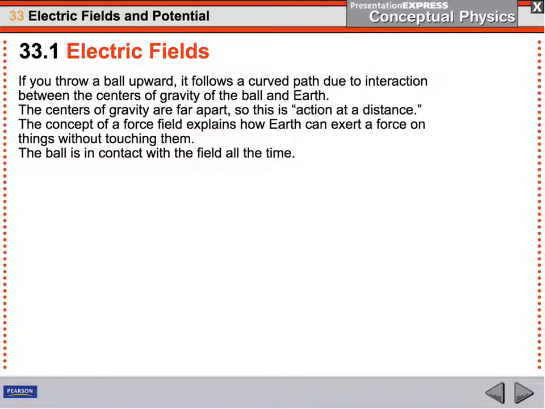If you throw a ball upward, it follows a curved path due to interactions between the center of gravity of the ball and the Earth. The centers of gravity are far apart, so this is an action at a distance. The concept of a force field explains how Earth can exert a force on things without touching them. The ball is in contact with the field all the time.